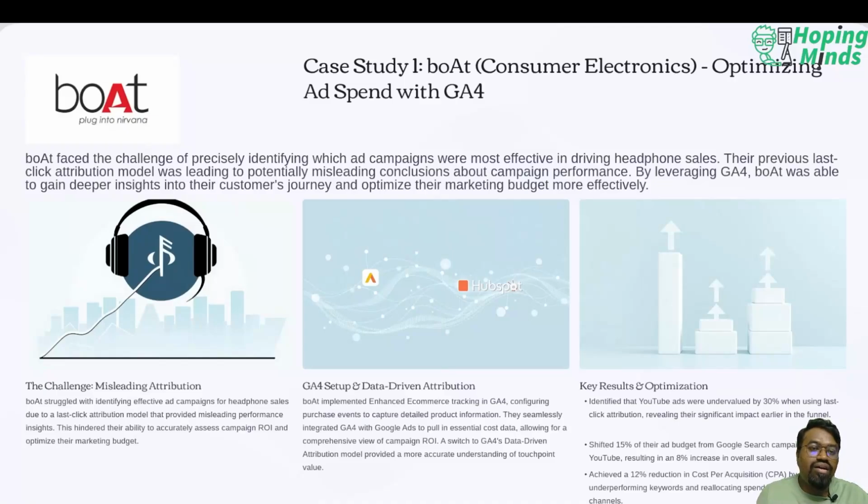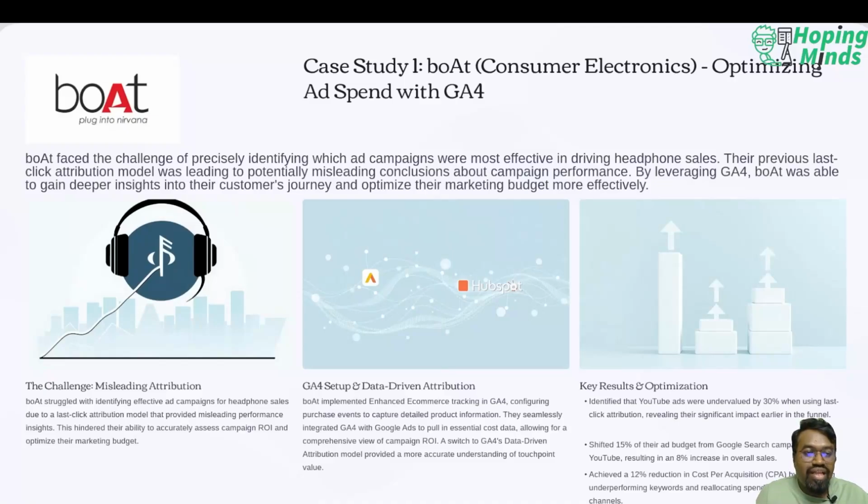Now, the key results or the optimization that they have achieved: they identified that YouTube ads were undervalued by 30% when using last click attribution, revealing their significant impact earlier in the funnel. So they were undervaluing these YouTube ads, because for brand awareness, they have to run YouTube ads.